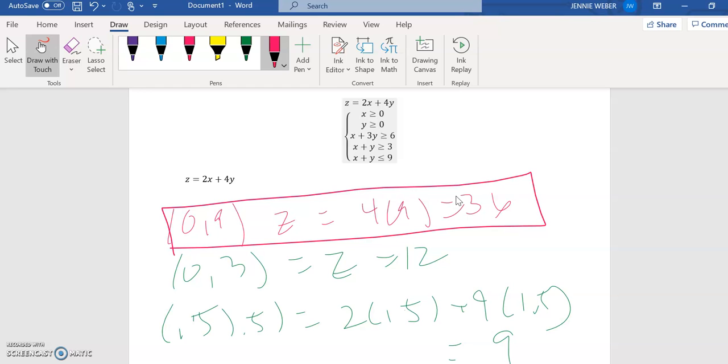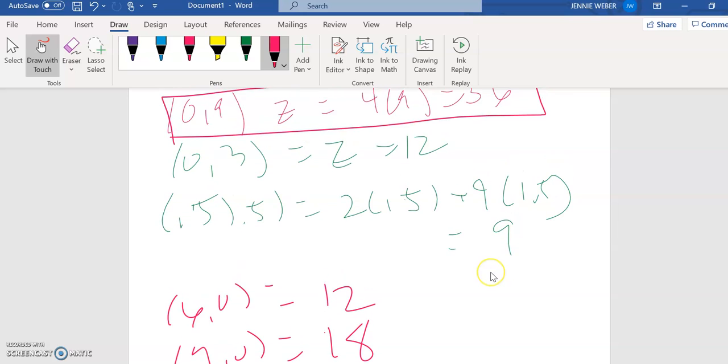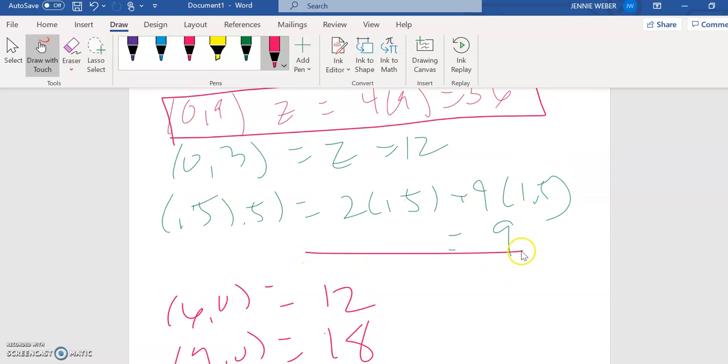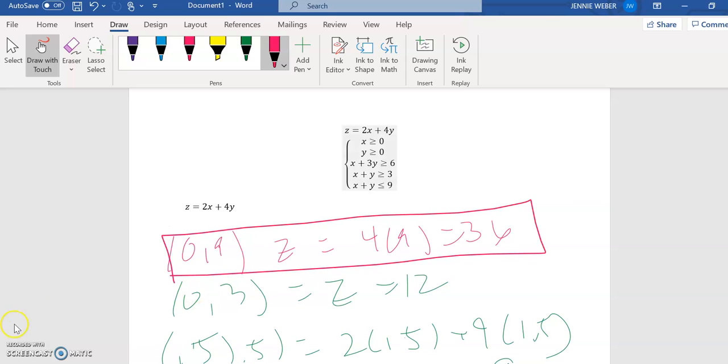So the graph's going to give you the points, then you just test them all in that objective function. Pick the largest one. If you were looking for the minimum, you'd pick the smallest one. Here the smallest one would be 9, at 1.5 and 1.5. You can have a tie for top and bottom. You can have more than one solution. It's okay if you get two that are the same, and then you just have two solutions.